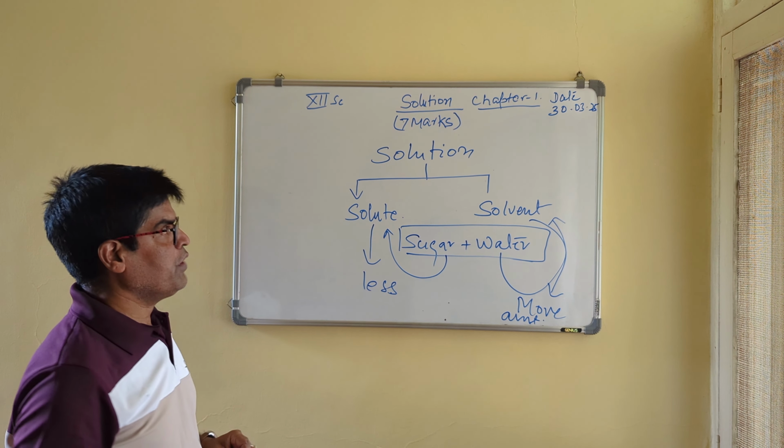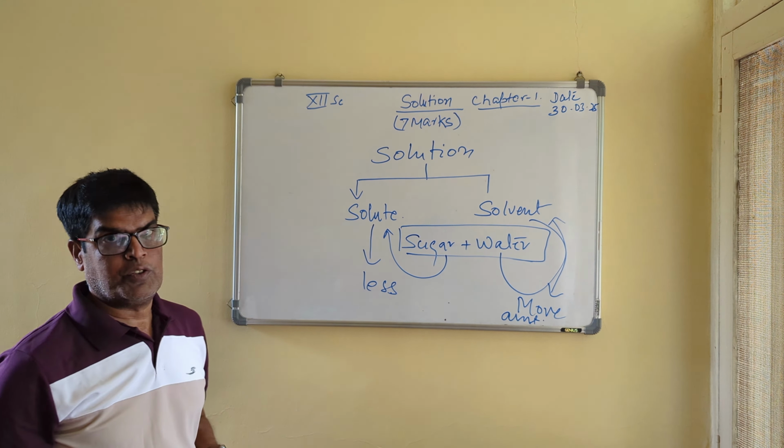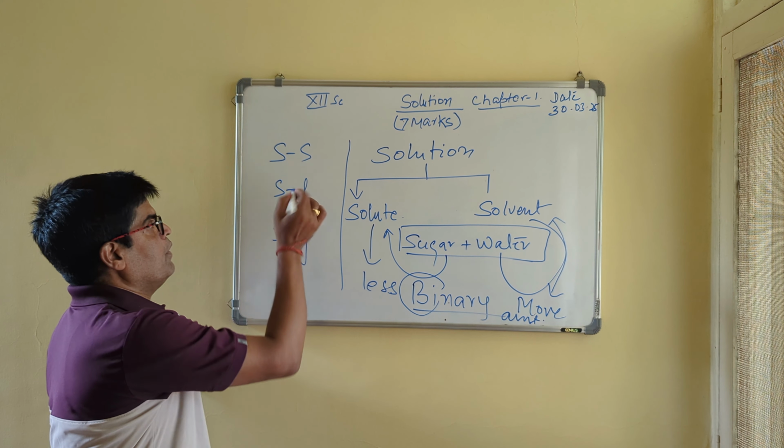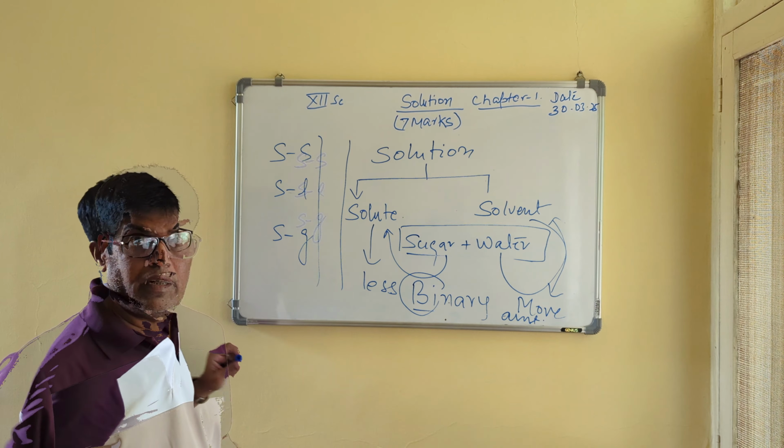Now, this type of solution is also called a binary solution. What is the meaning of binary solutions? Bi means two components. So in this solutions chapter we are going to discuss only solutions containing two components. And binary solutions can also be physically classified into three categories: solid solutions, liquid solutions and gaseous solutions.